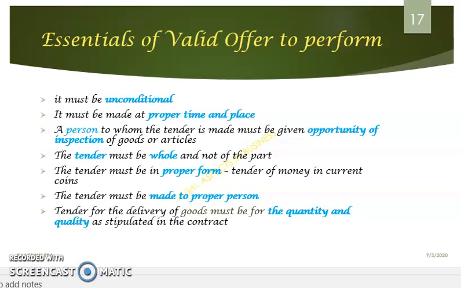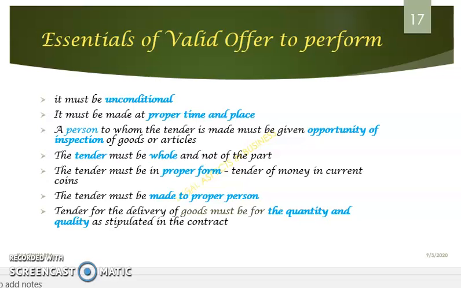Third one, a person to whom the tender is made must be given the opportunity for inspection of goods or articles. It means opportunity to test. If the offer is to deliver certain goods, the promisee must be given a reasonable opportunity to test the goods to ensure that it is the same as what the promisor is bound to deliver.